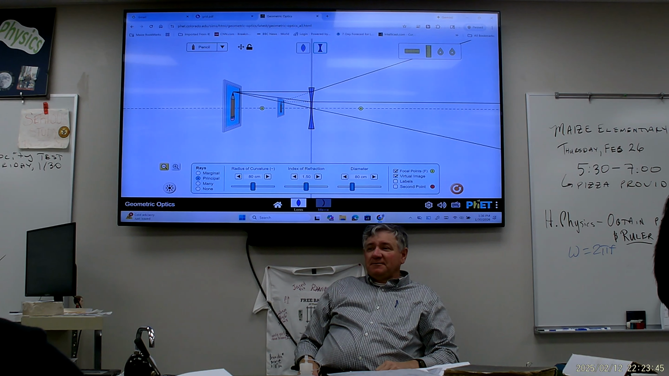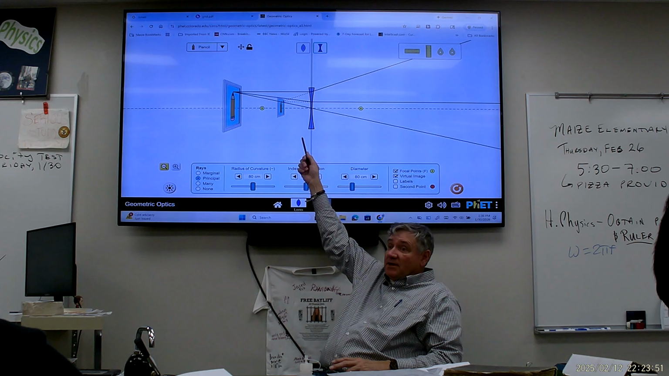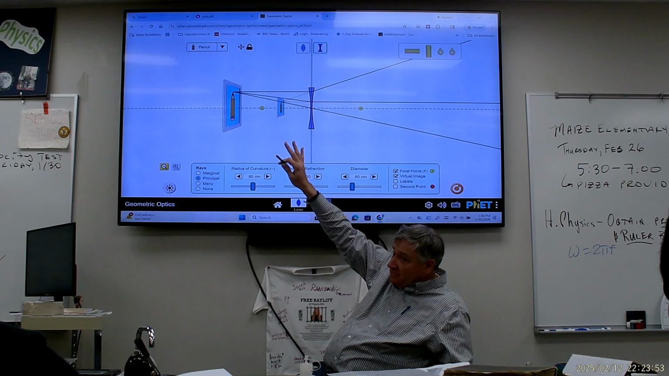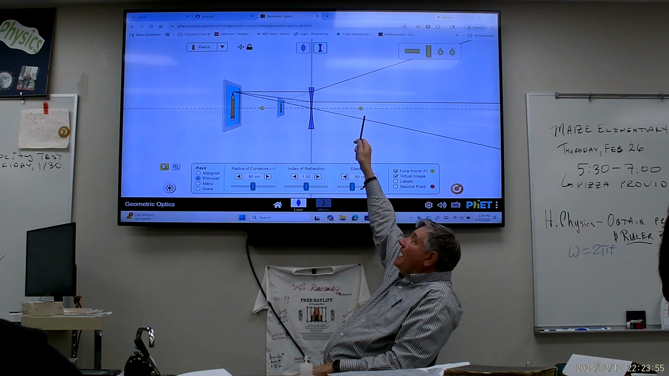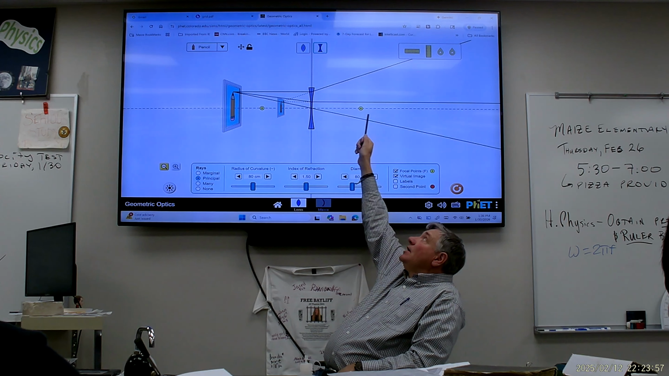Yes? Does that always happen whenever it's like inside of the focal length? No. With this, it does. Okay? But that's not an absolute. Okay? Now, here's the other thing.